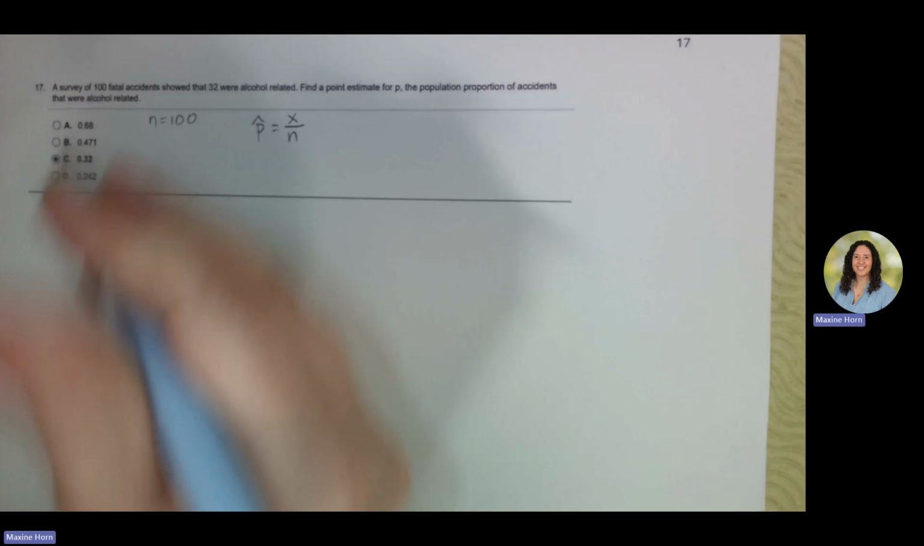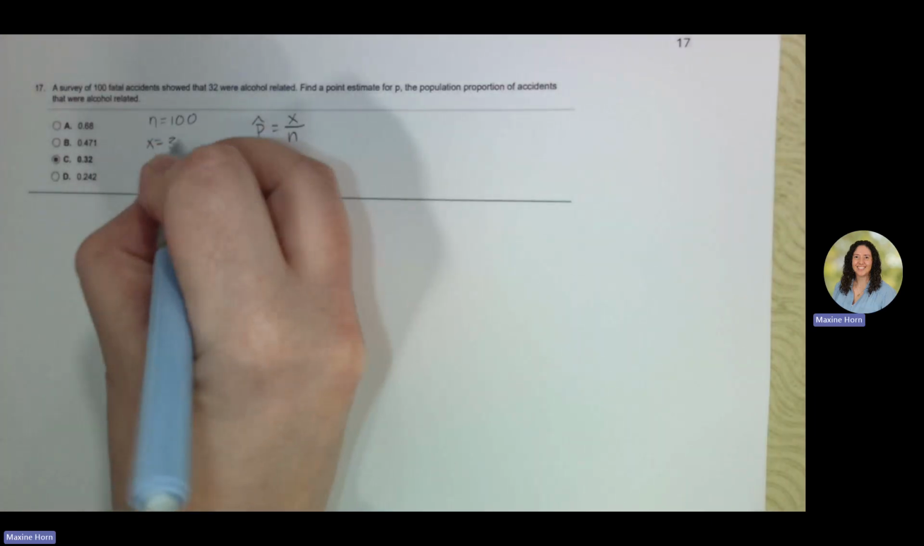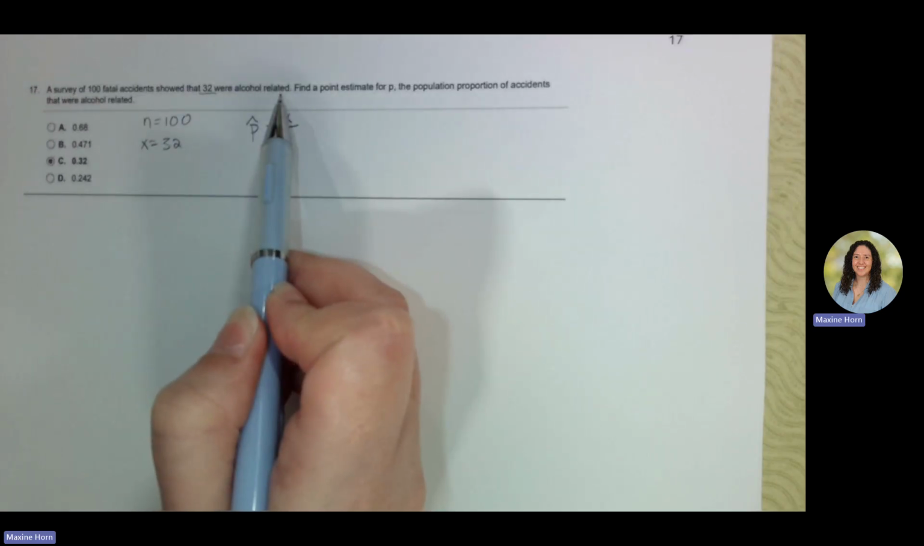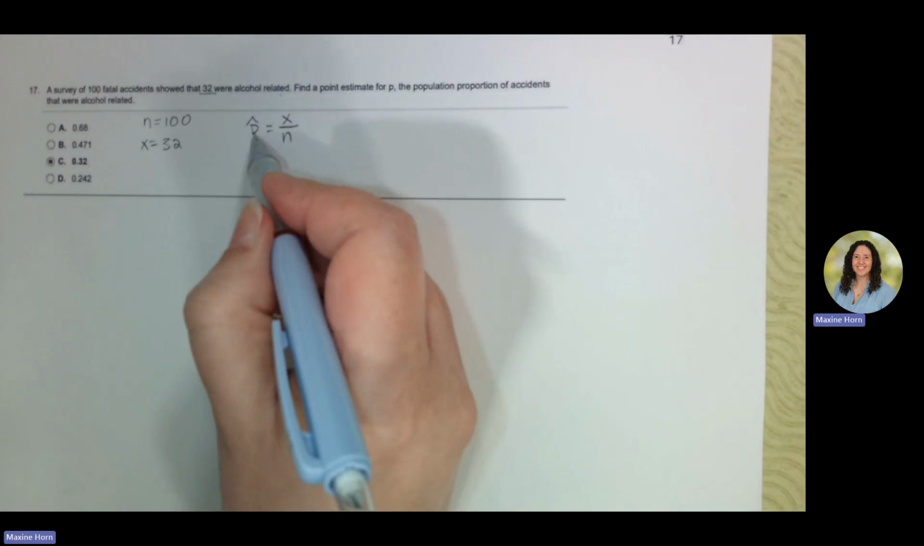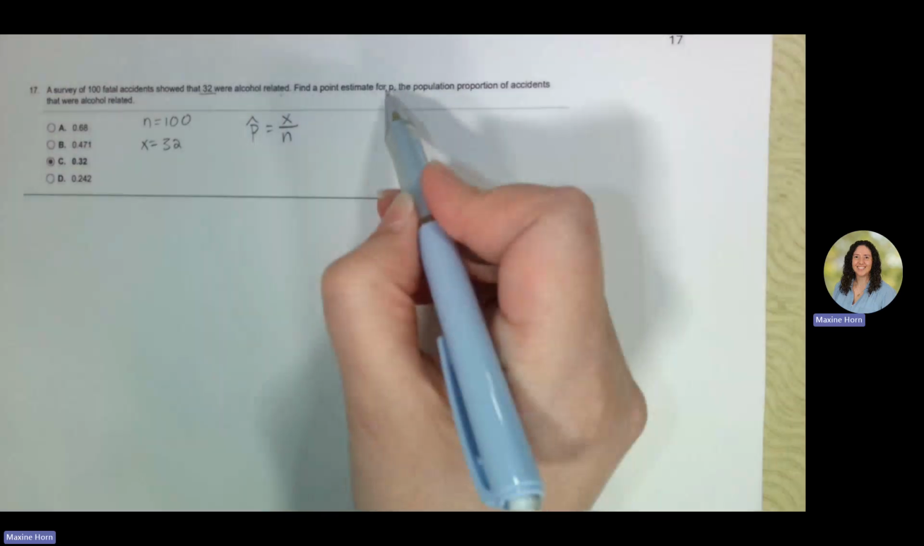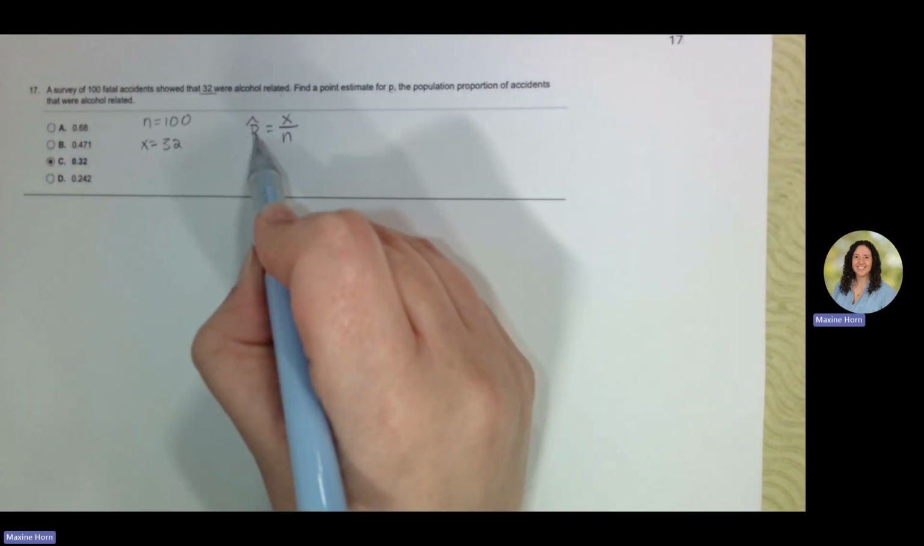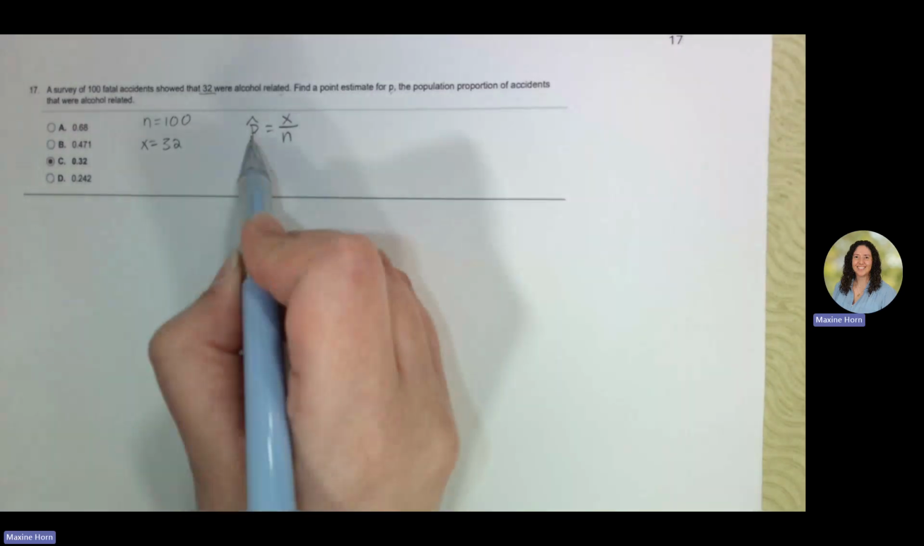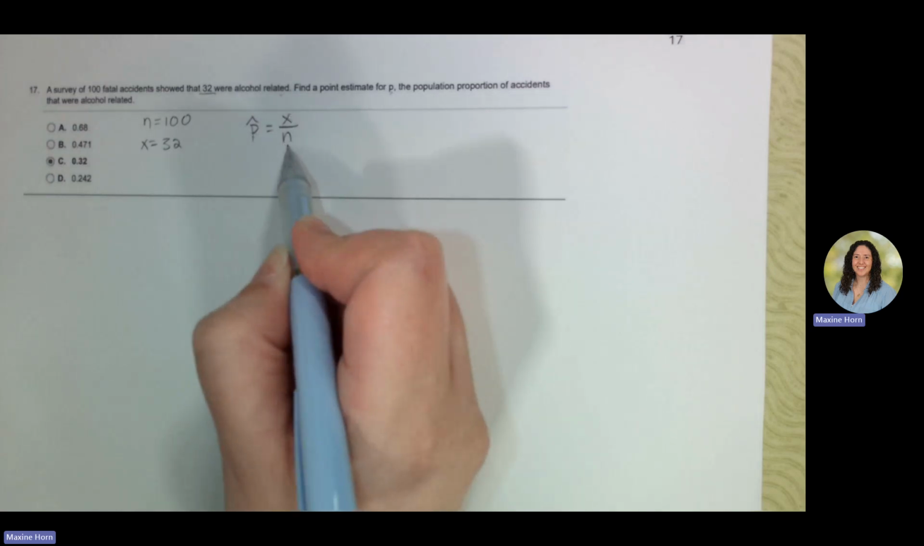Now, when we say successes, that does not necessarily mean a positive or good thing, because in this case, what we talk about as a success is that a fatal accident was alcohol related. That is our X, which is 32, the number of fatal accidents that were alcohol related. So we can find our P hat, which is the best point estimate for our P. Our sample proportion is the best point estimate for your population proportion. Finding your sample proportion is putting your X over your N.